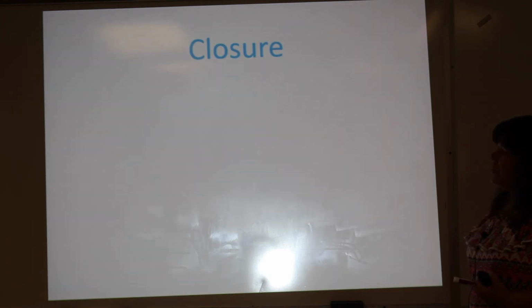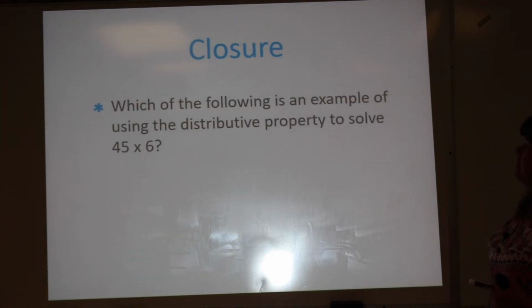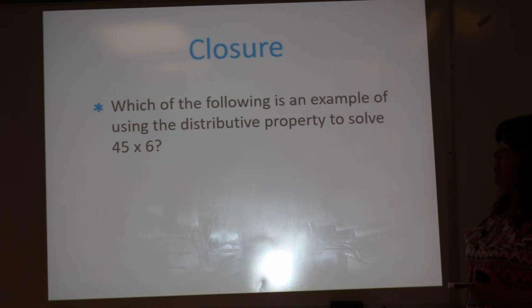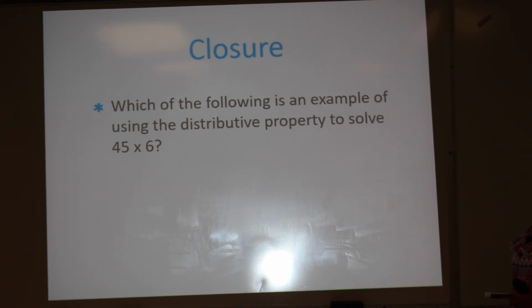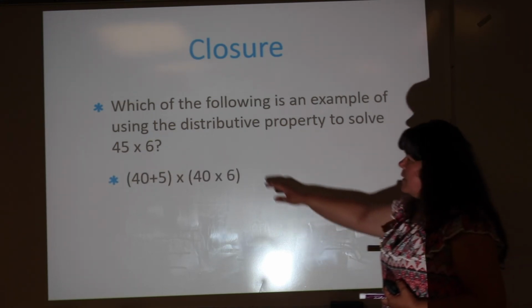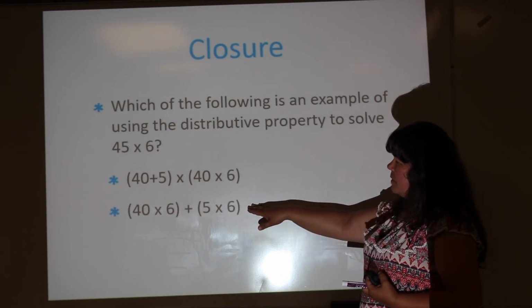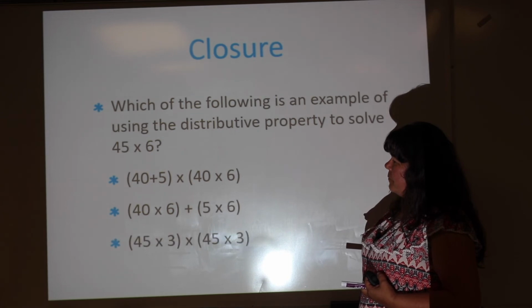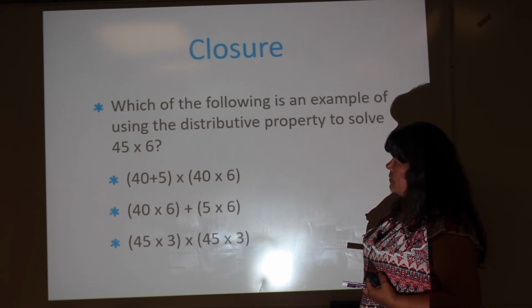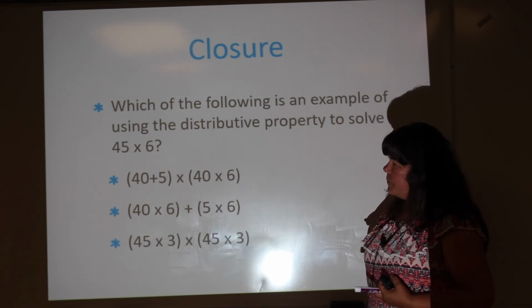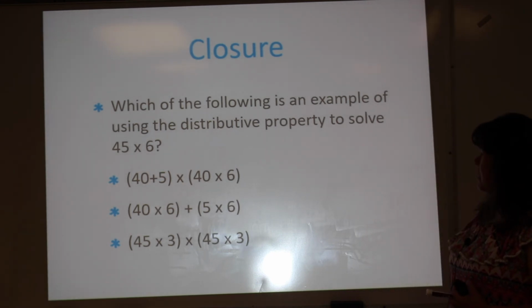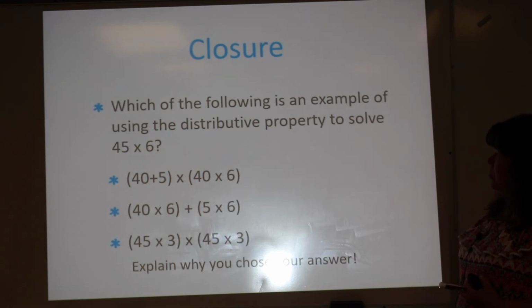Okay, so our closure. Which of the following is an example of using the distributive property to solve 45 times 6? Would this be it? This one? Or this one? Okay. So explain why you chose your answer.